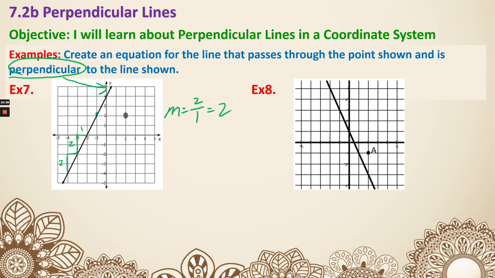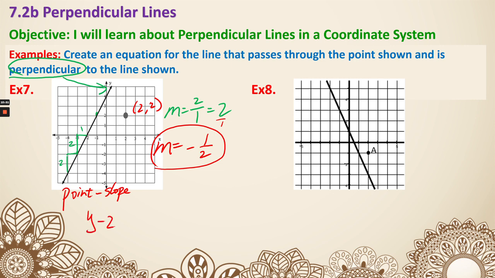So our new slope is going to be the opposite, so it's got to be negative. Since this is 2 over 1, the reciprocal is 1 over 2. That is our actual new slope. This point is (2, 2), so we are going to use the point and the slope to write point-slope form of the new equation. y minus 2 equals negative 1/2 times x minus 2.